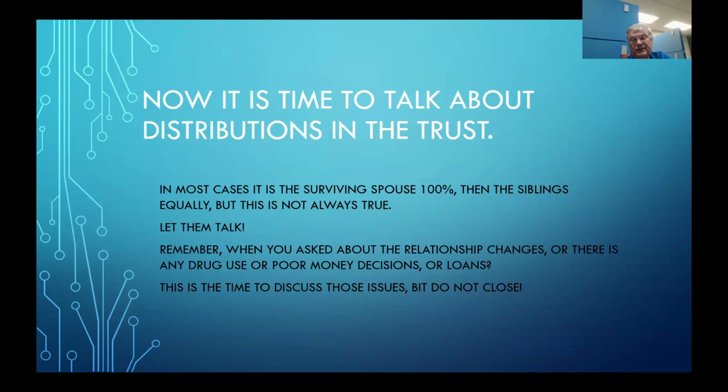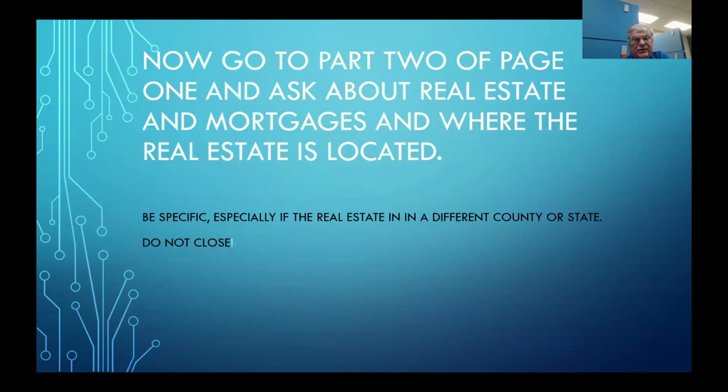Let them talk. Remember when you asked about the relationship changes, or is there any drug use or poor money decisions or loans? This is the time to discuss those issues, but don't try to close them. You just want to have a conversation. Now, go to part 2 of page 1 and ask about the real estate mortgages and where the real estate is located. Be specific, especially if the real estate is in a different county or state. Don't try to close. And I'm sorry about some of the typos. It was early this morning.